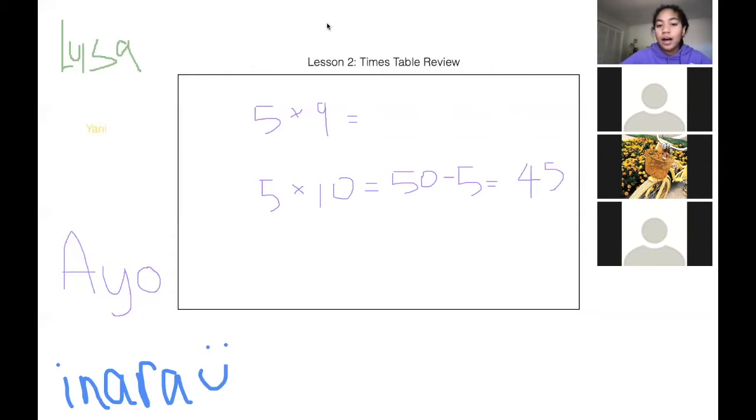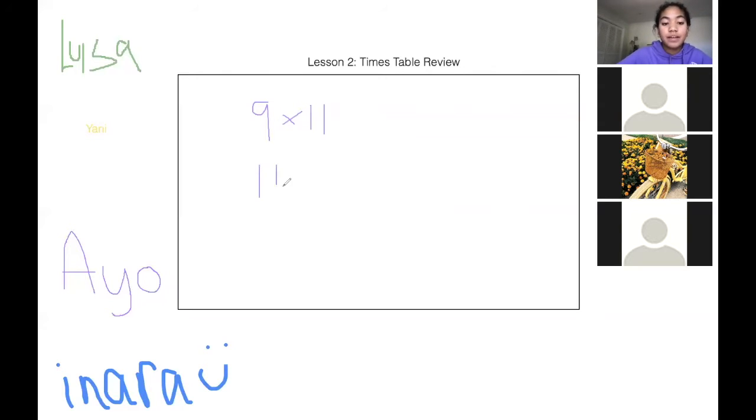And then just for another example, let's say you wanted to do 9 times 11. Instead, you can just do 10 times 11 to get 110. And then subtract 11 from that to get 99.